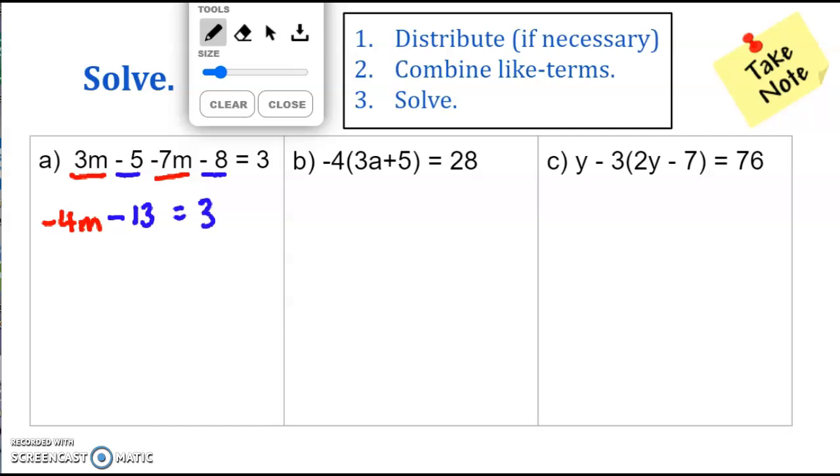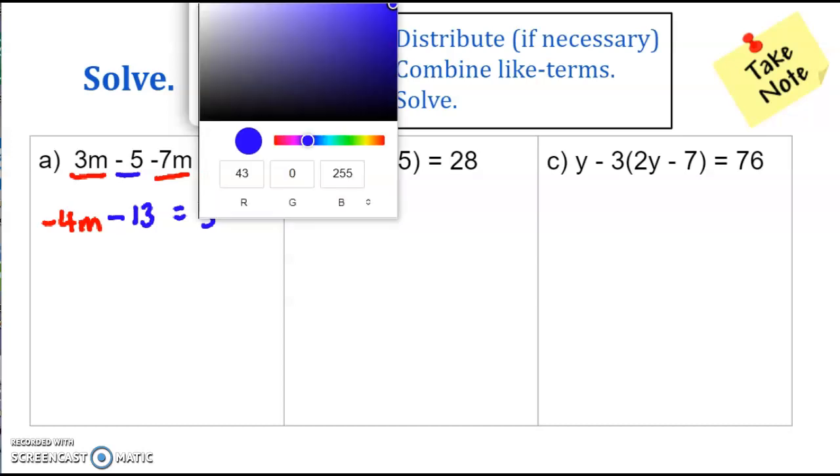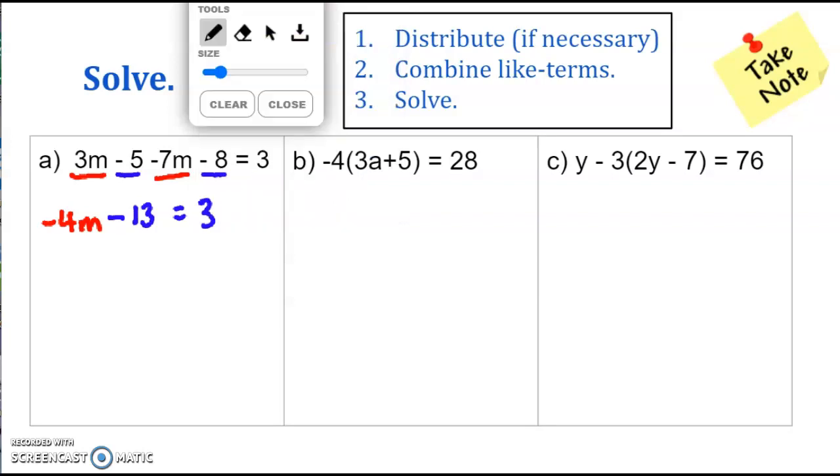So we basically simplify the left-hand side of the equal sign first. That's what you need to do. And then, fine. This is a two-step equation where you see that m is being multiplied by negative 4 and then subtracted by 13. So what do we need to do? We need to undo subtract 13, because that was the very last thing that was done to m. So how do I undo subtract 13? You add 13 to both sides.